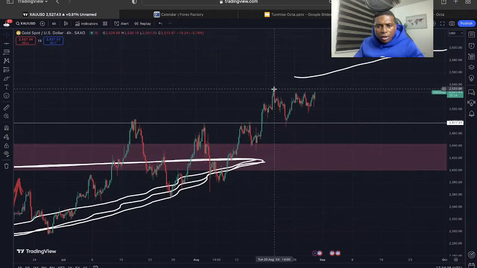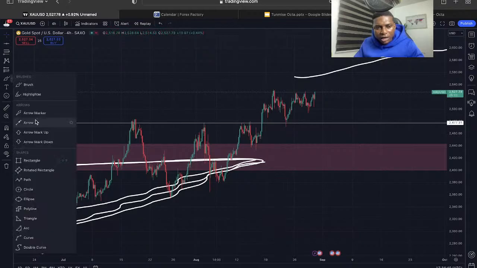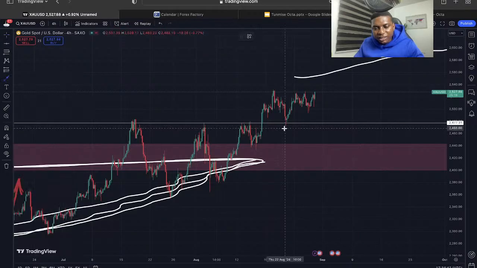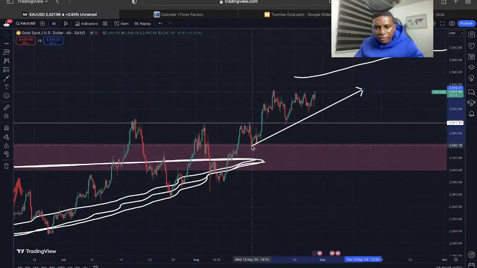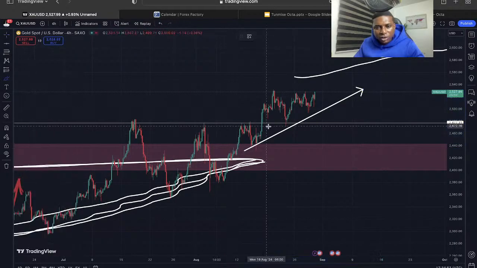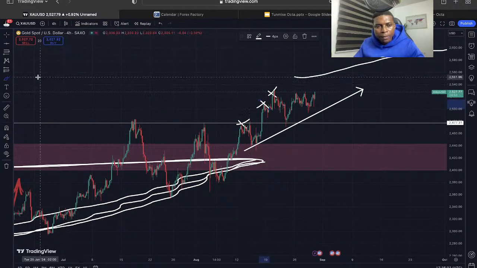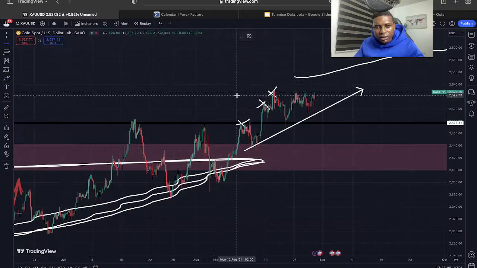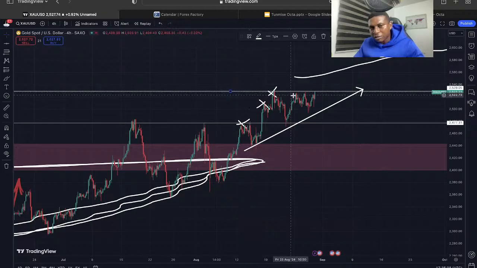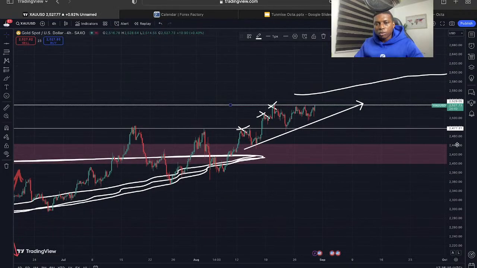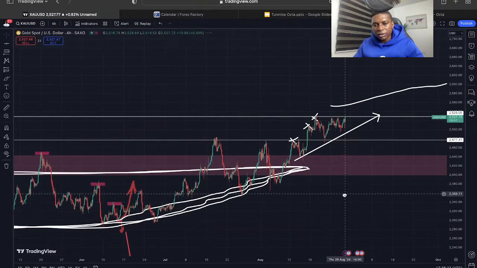Okay, so now look closely at what we have here. Price is creating a higher high. This is a new high, a new high. We have a high here. We have another new high here, of course, and here's another resistance level that has been holding gold from pushing up.